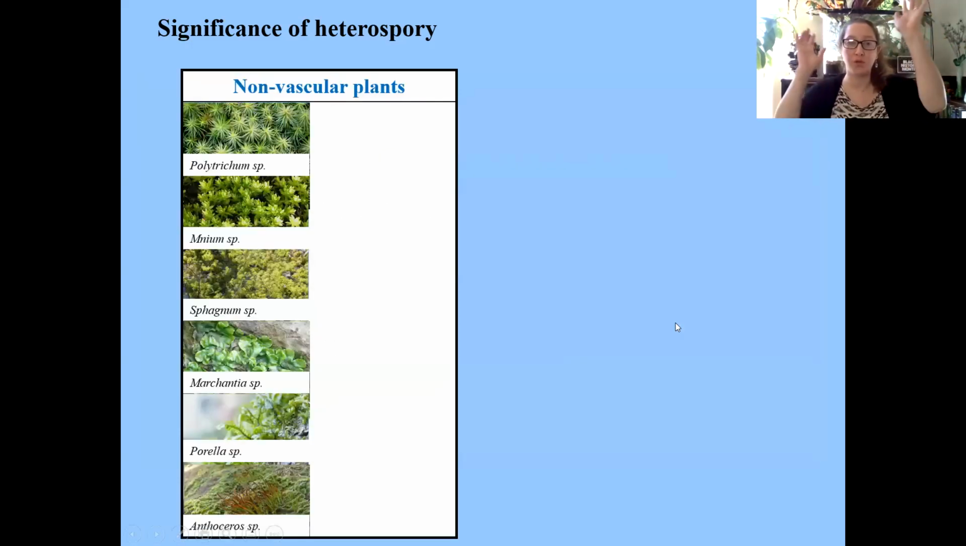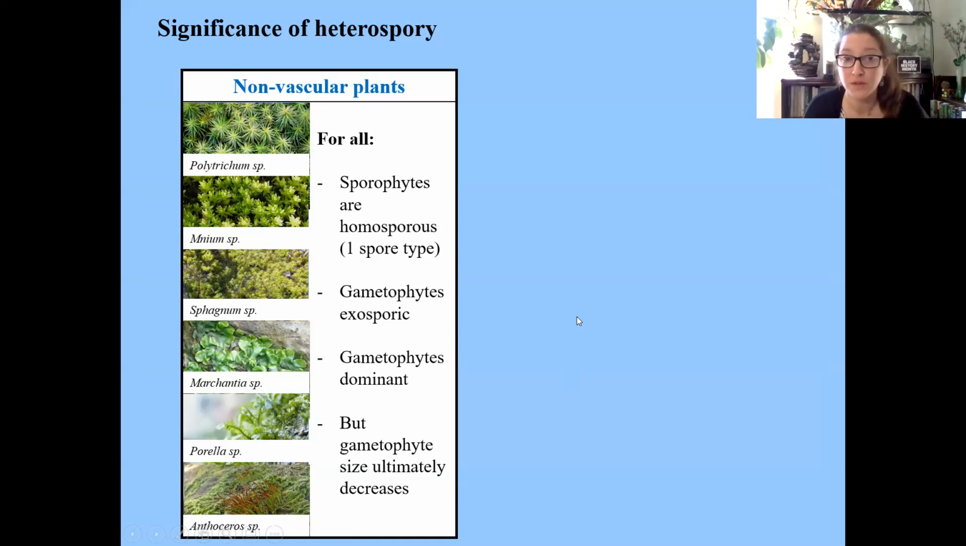So here you go. This is a great summary slide. These are all the non-vascular plants we looked at. The two top ones are the true mosses. Then you have the peat mosses, underneath that liverworts, and on the very bottom you have the hornworts, right? These are all the plants we looked at so far.